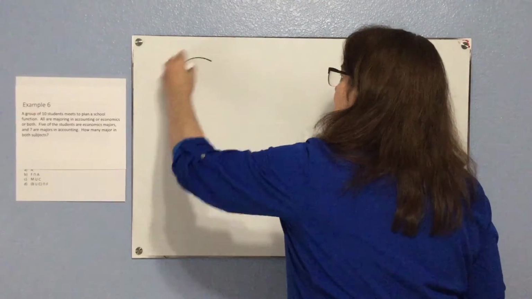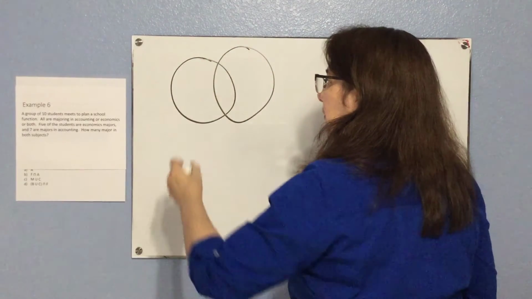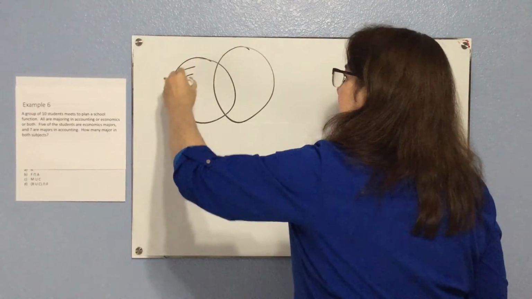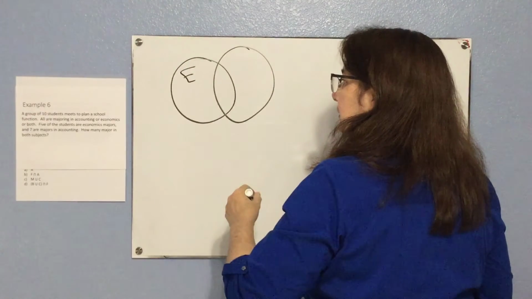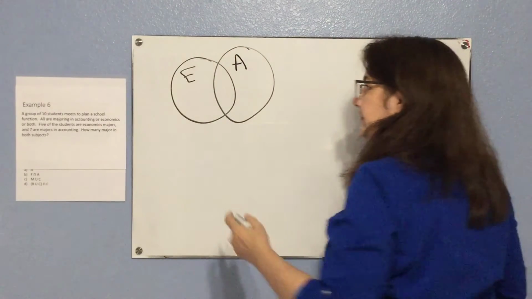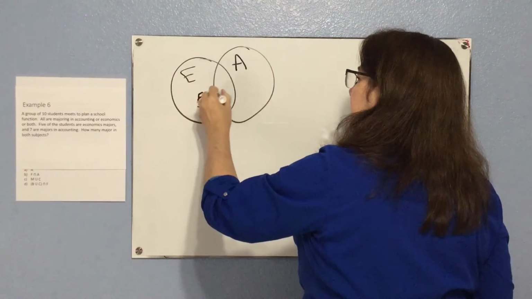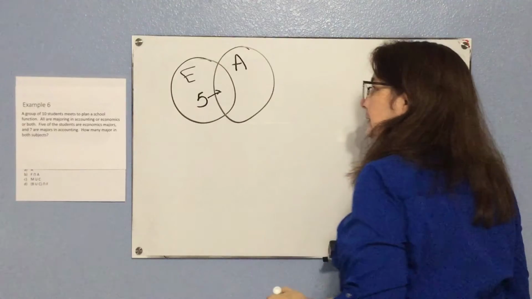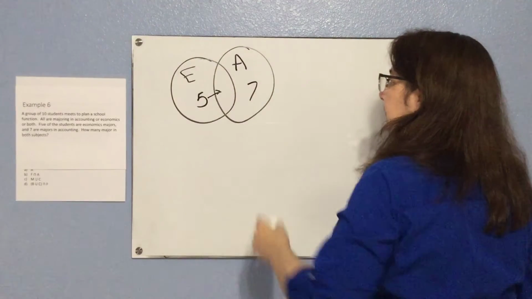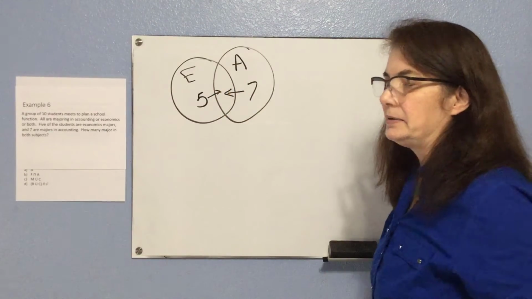Well, I'm going to do just a real quick little Venn diagram here. And we're going to call this economics. And this accounting. Well, economics had a total of 5. So 5 between here and here. Accounting had a total of 7 between here and here. But there were only 10 students.